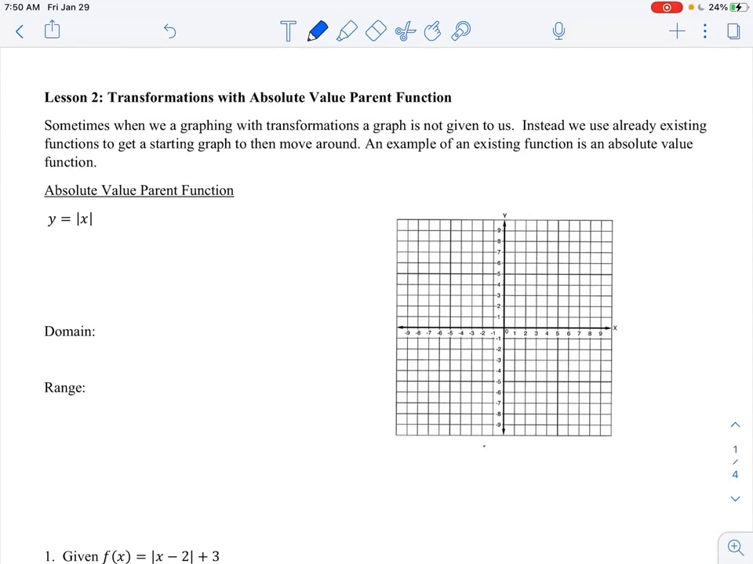Today we are doing Lesson 2, Transformations with Absolute Value Parent Functions. So, sometimes when we graph with transformations, a graph is not given to us. Instead, we use already existing functions to get a starting graph to then move around. One example of an existing function is an absolute value function. When we don't have a graph, we start with a function, and that is a parent function. So we're going to look at the absolute value parent function today.